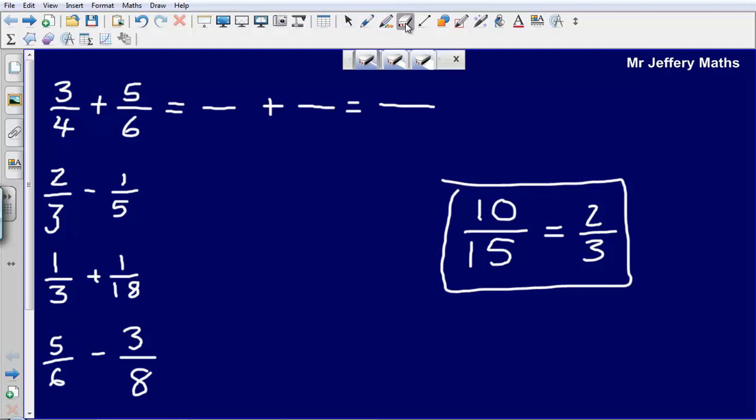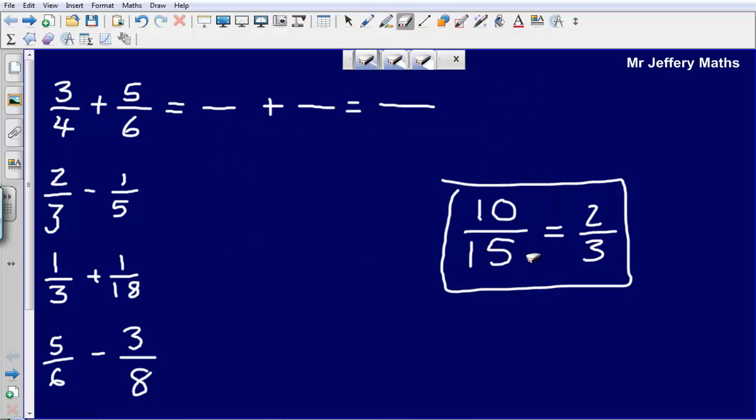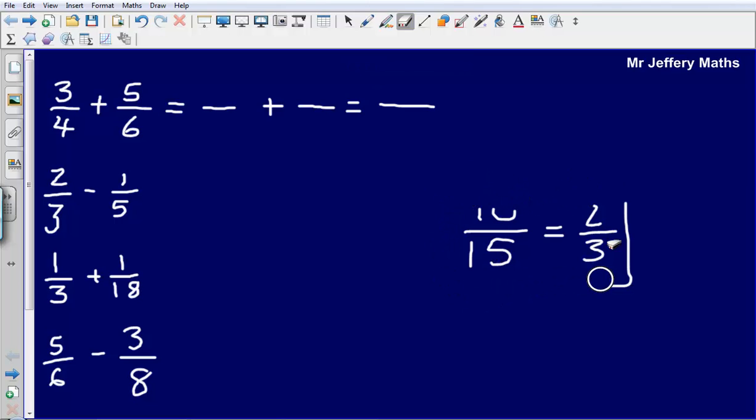Now we're kind of doing the reverse process here. What we're going to be doing is going from a simplified fraction, i.e. 2/3, up to a fraction that is not simplified, so 10 over 15. So let's get started on this. Now let's take a look at the first one. We've got 3/4 plus 5/6.